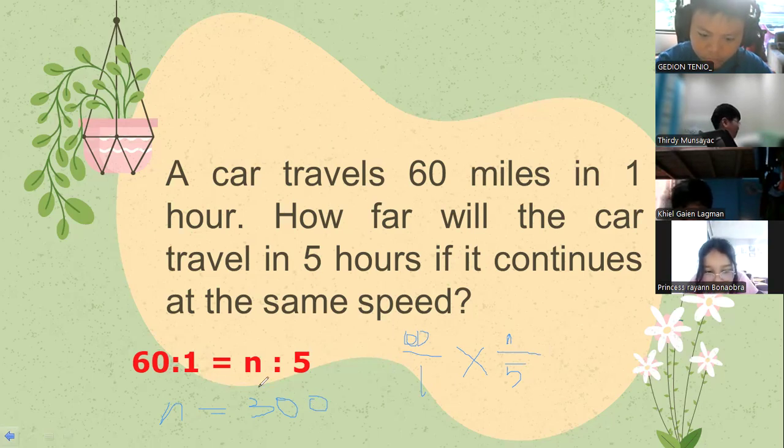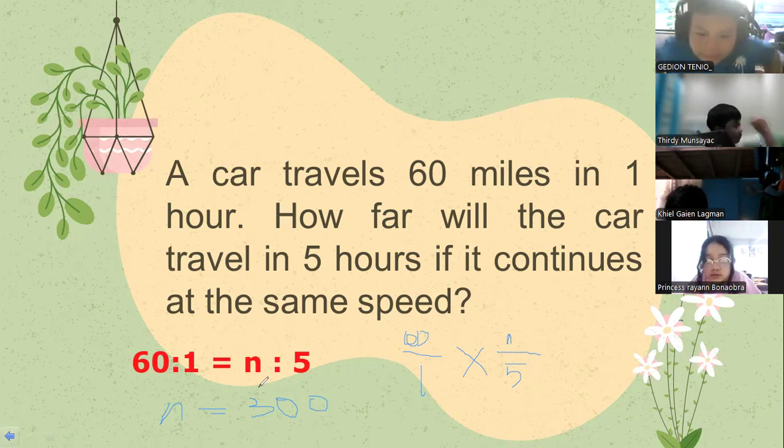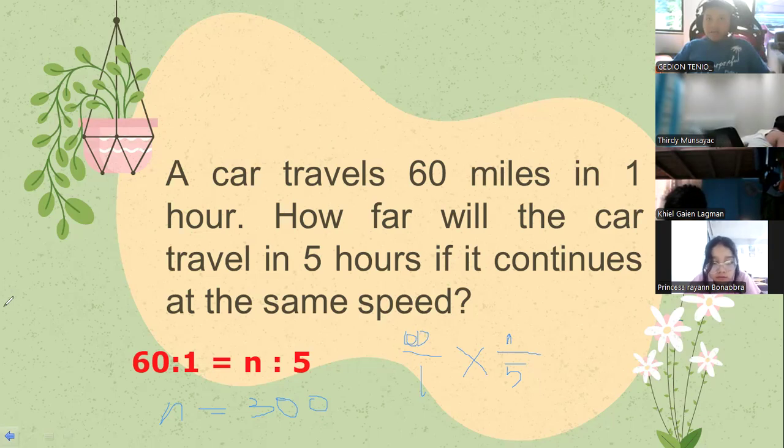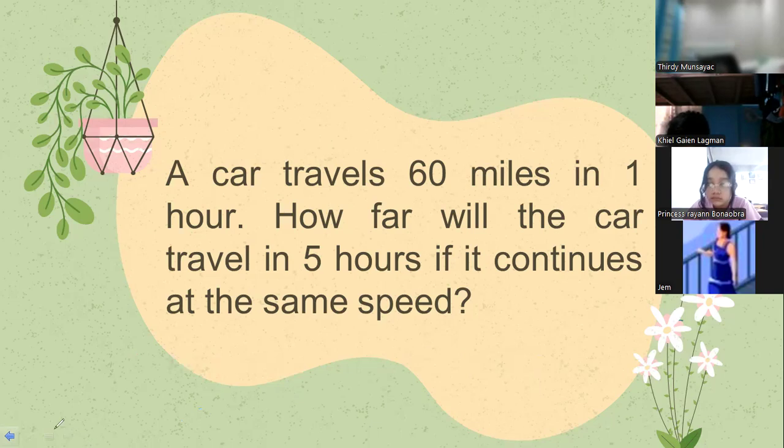Yeah. So in writing the ratio, you must write it in order. So as you can see, 60 miles came first and then 1. So that's why we have 60 to 1. And then on the right side, same with the left side. Kung alin yung nauna, for example, nauna dito yung miles, ganun din dun sa right ratio. Naintindihan? Nagigets? Okay, sige nga.